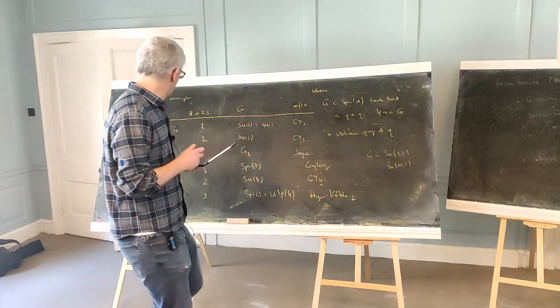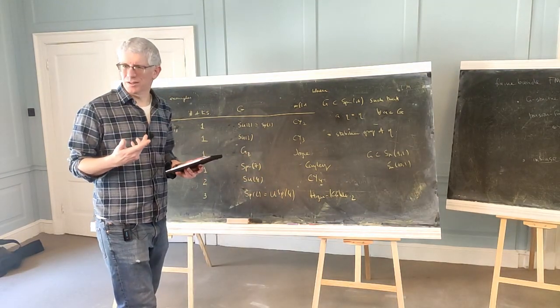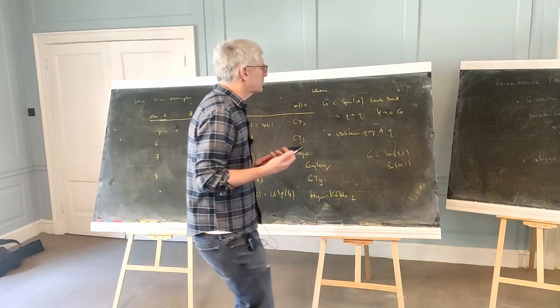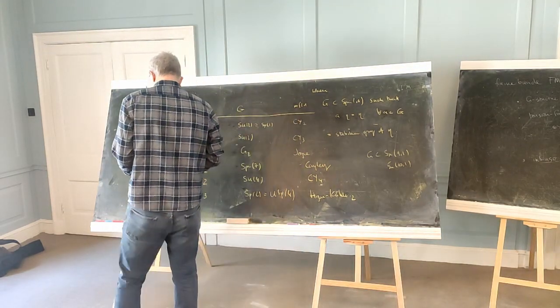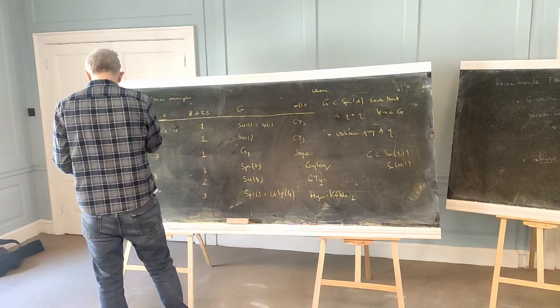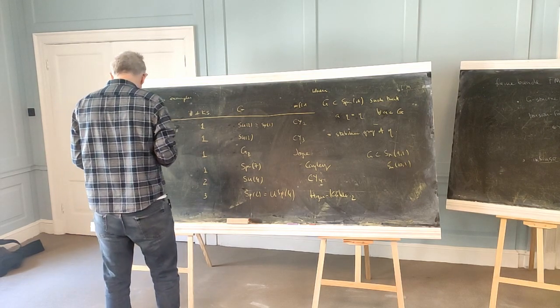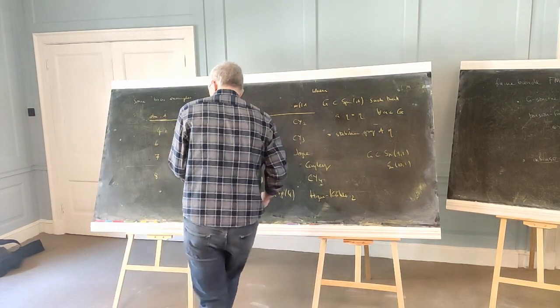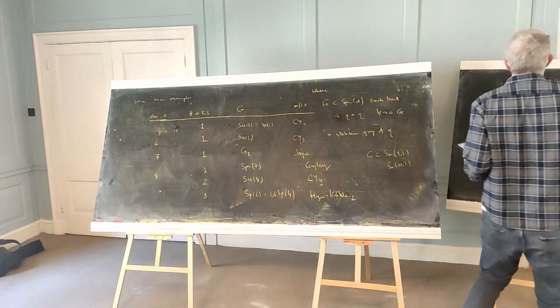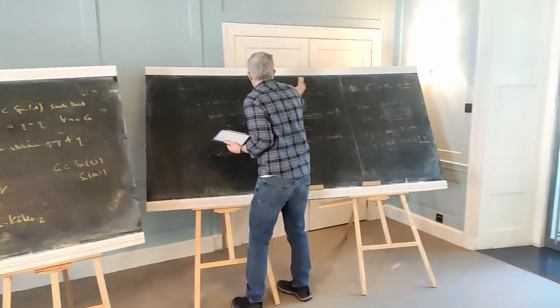Why don't I do an example, is that a good way to do it? Yeah, okay. All right, let me just finish the table and then I'll come back to that question.